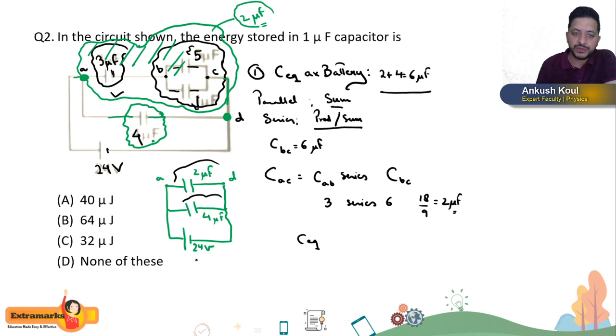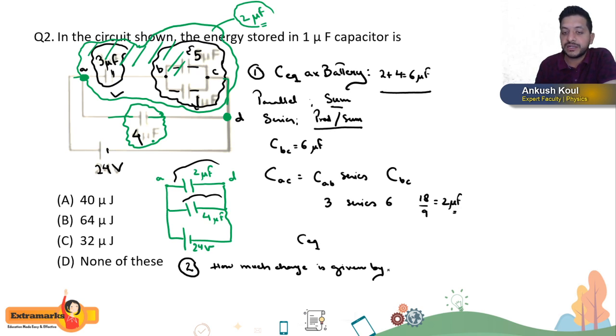My second question to you from this entire problem is how much charge is given by the battery. See, very basic questions, but we need to understand them. How much charge is given by this battery? So the battery gives how much charge here? Say we call that charge Q. Potential of the battery is how much, beta? 24 volts. What is the C equivalent as seen across the battery?